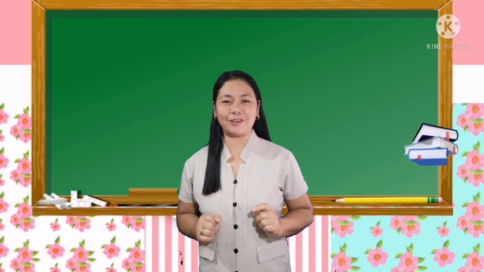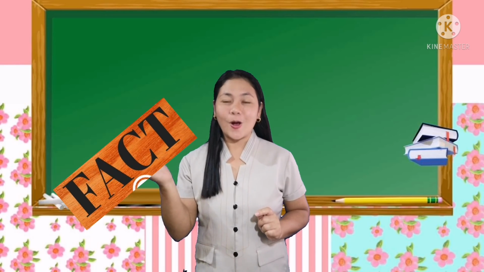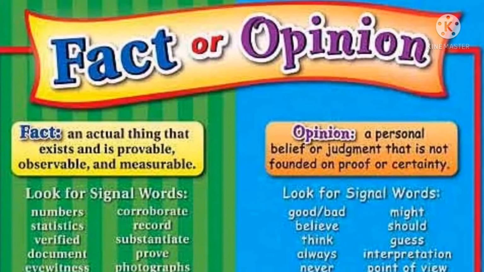Okay, now can you give me what are facts? What is an opinion? Facts are actual things that exist and are provable, observable, and measurable. You can look for signal words like numbers, corroborate, statistics, record, verified, substantiate, document, prove, eyewitness, or photographs. Opinion is a personal belief or judgment that is not founded in proof or certainty. You can look for signal words like good or bad, might, believe, should, think, guess, always, interpretation, never, or point of view.